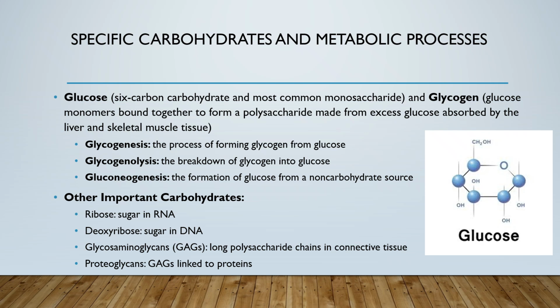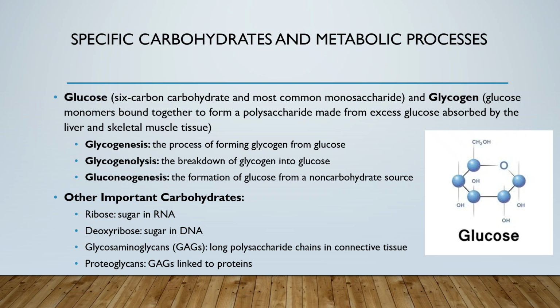Glucose is a 6-carbon carbohydrate and the most common monosaccharide. It is the primary energy source. Glycogen helps to maintain homeostasis and ensure a continual, adequate energy supply following a meal. The liver and skeletal muscle tissues absorb the excess glucose from the blood and then bind the glucose monomers together to form a polysaccharide called glycogen by a process called glycogenesis.